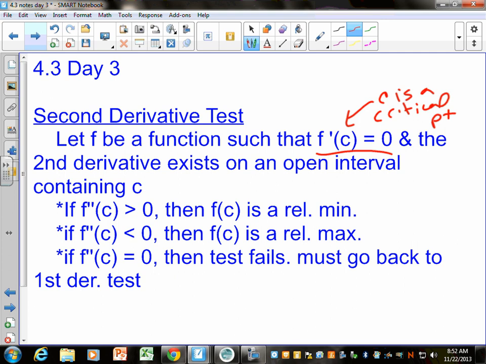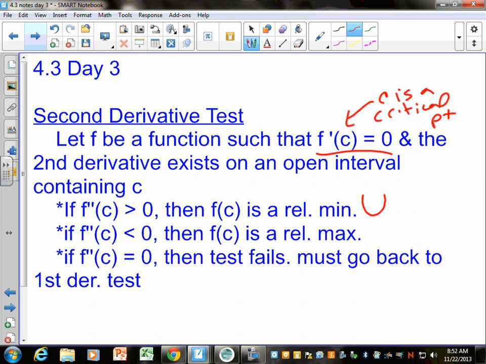So if we plugged our critical point into the second derivative and we got a positive number, greater than 0 means concave up, right? So think about this is your critical point. If it's concave up, it's going to look like this. So we know that if you plug your critical point in the second derivative, then you have a relative minimum without having to check on either side of it. Well, we're still going to do that, but at times.